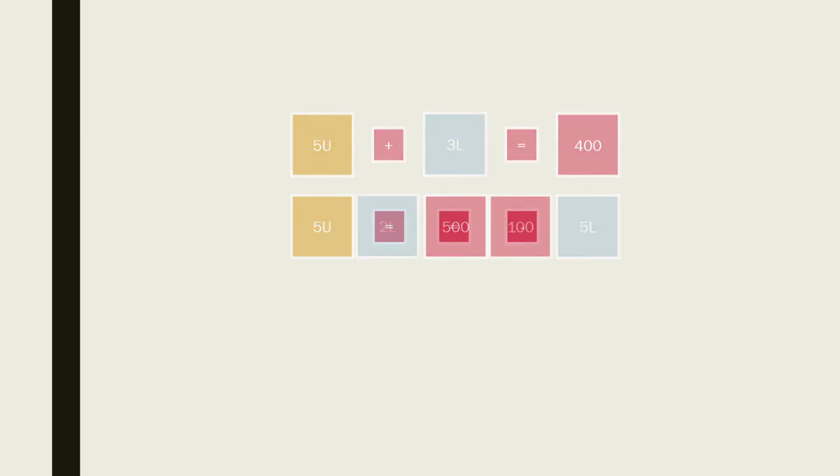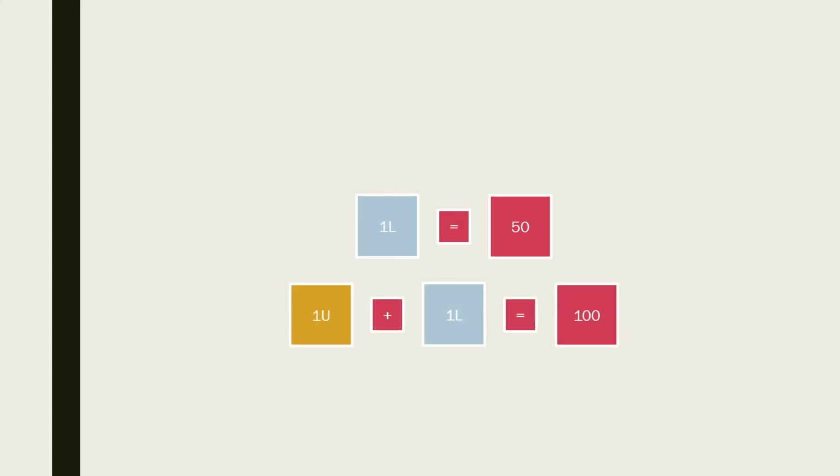Simplifying this eliminates the unknown U and leaves us with the expression 2L equals 100. From then on, we can easily solve for 1L and then substitute that back into equation 2 to find the value of 1U.